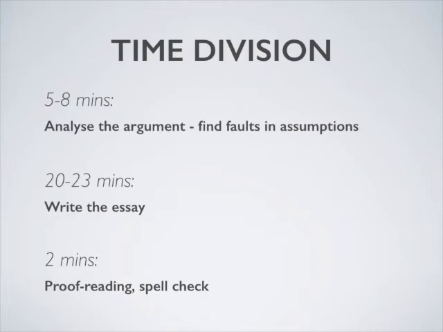After that, take around 20 minutes to write down the essay. 20 to 23 minutes. And in the last 2 minutes, go through the essay and get rid of any glaring grammatical mistakes or any glaring spelling mistakes. That's at max what you're going to be able to do in the last 2 to 3 minutes.